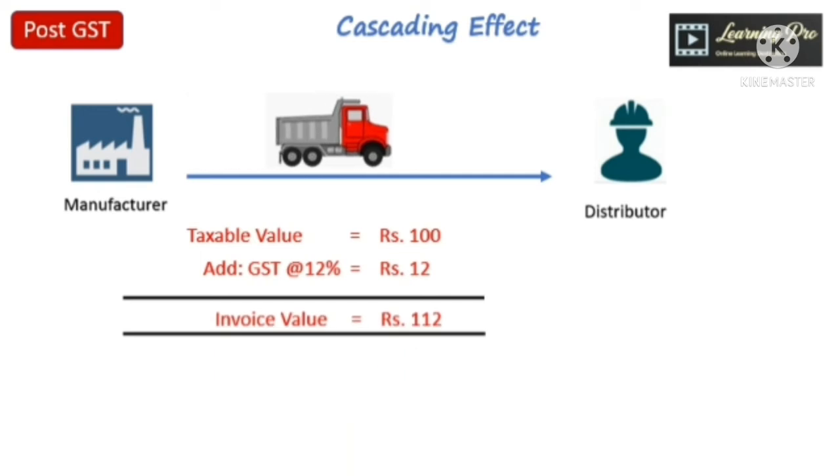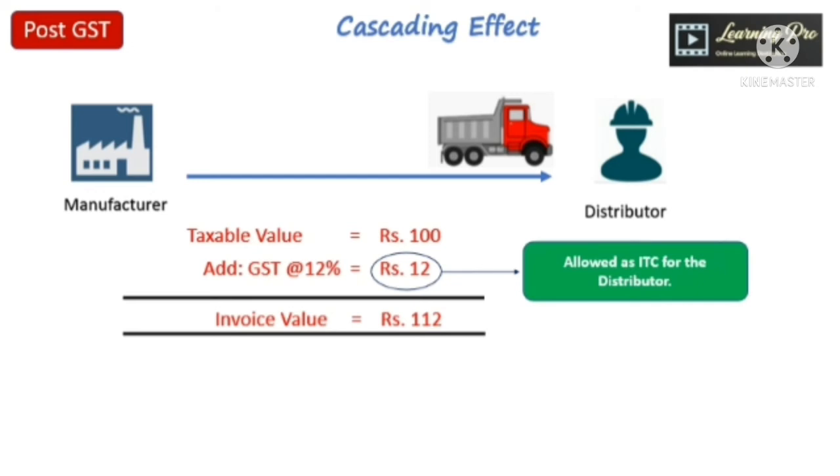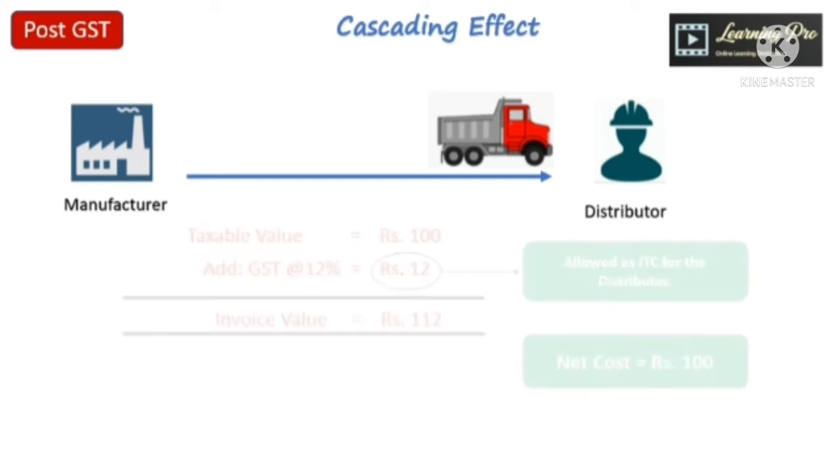Now after GST implementation, when the goods reach the distributor, these rupees 12 will be allowed as input tax credit to the distributor. So the net cost for the distributor in this case will be rupees 100 only, because this 12 rupees is allowed as ITC and can be reduced from the cost. So the net cost is rupees 100.